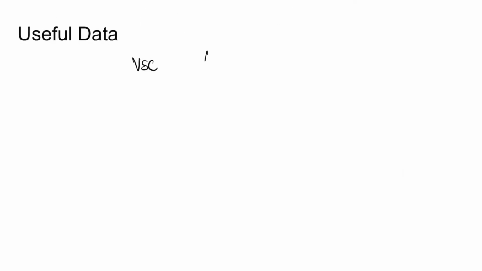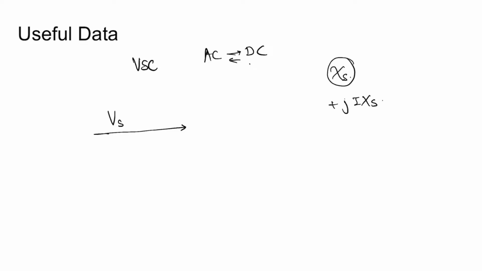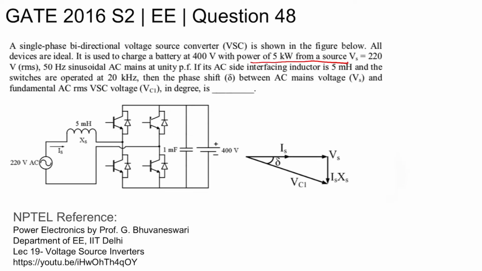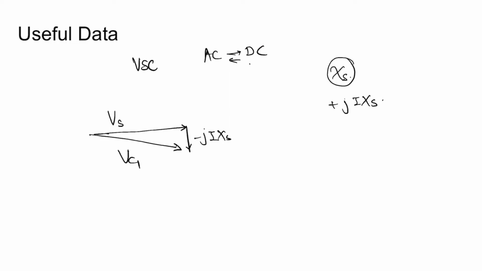The bidirectional voltage source converters are used for AC to DC or DC to AC power conversions. Now the interfacing inductors given here, XS, are at the AC side. If Vs is the supply voltage and the drop across the inductor is jIXS, then Vs minus jIXS gives us the value of Vc1, which is the fundamental AC RMS VSC voltage, that is the input voltage at the VSC AC terminals.